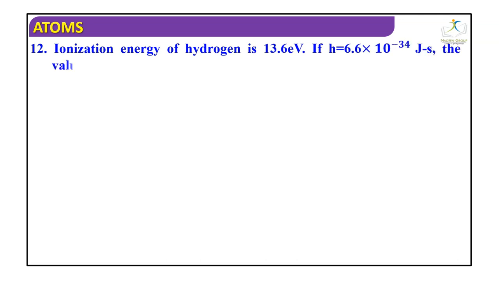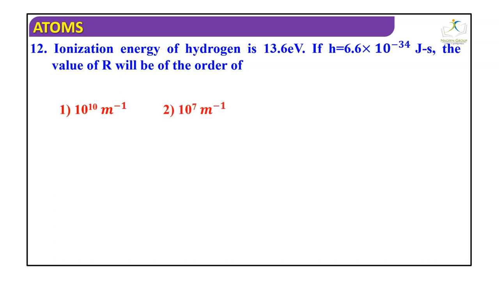Next question: the ionization energy of hydrogen is 13.6 electron volt. If h is equal to 6.6 times 10 to the power minus 34 joule second, the value of R will be of the order of 10 to the power 10 meter inverse, 10 to the power 7 meter inverse, 10 to the power 4 meter inverse, or 10 to the power minus 7 meter inverse.